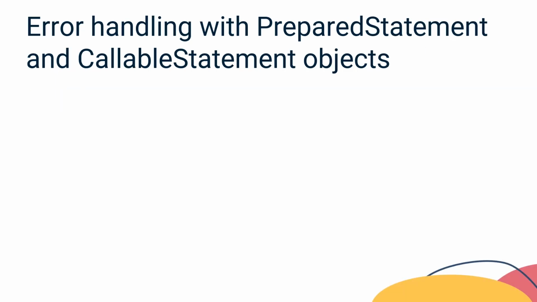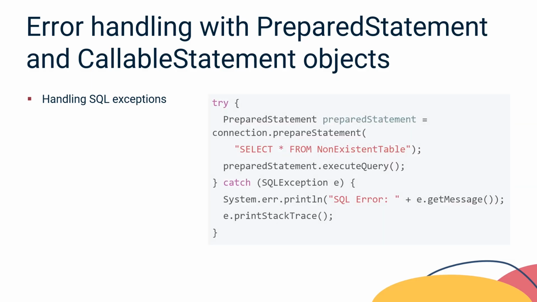Proper error handling is critical when working with prepared statement and callable statement objects. This code example shows how it can be used to handle SQL exceptions. In this code, the try and catch statements catch any exceptions that happen during the try block when creating the prepared statement and executing the query.